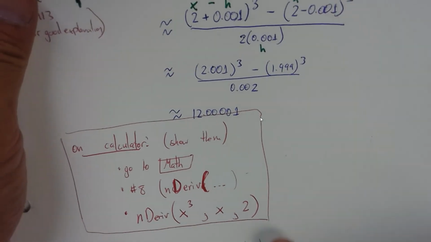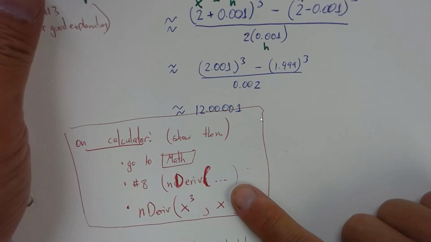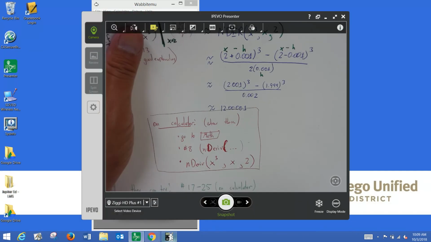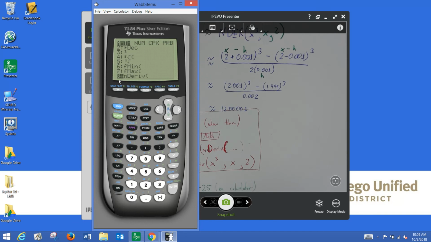I gave you some more directions here about what it should look like. When I say go to math and go to number 8, let's show that one more time. In order to do that, I go to math, and it's the 8th option in the first tab or screen. You can scroll down to it, or it's just the number 8, so you just press 8. There you go, and you have the option again.